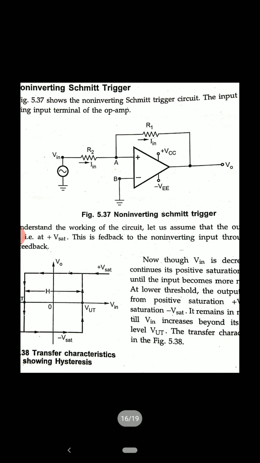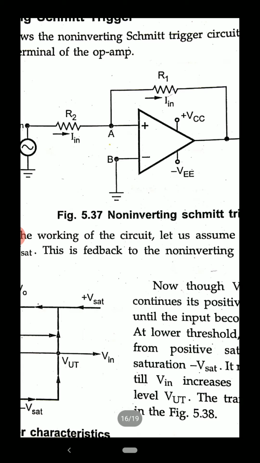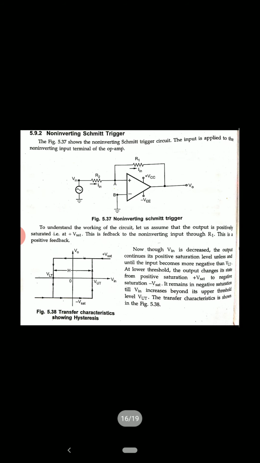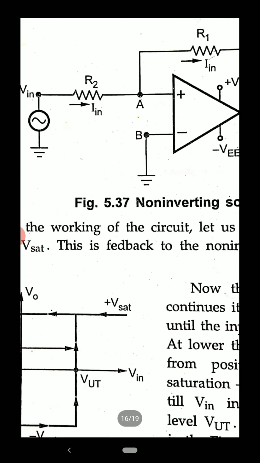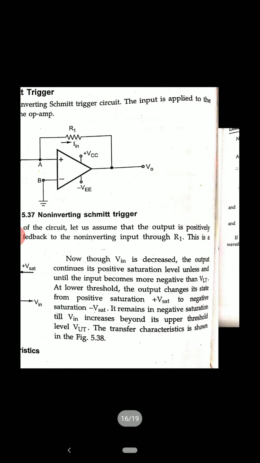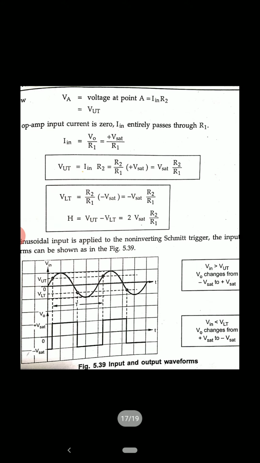To get plus V reference and minus V reference: plus V reference means VUT, minus V reference means VLT. VUT is what? Voltage at point A here. So this voltage means what? Current in this resistor into this resistor, that is I input into R2, correct? So VUT is I input into R2.